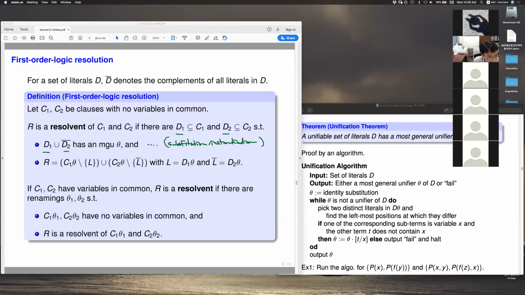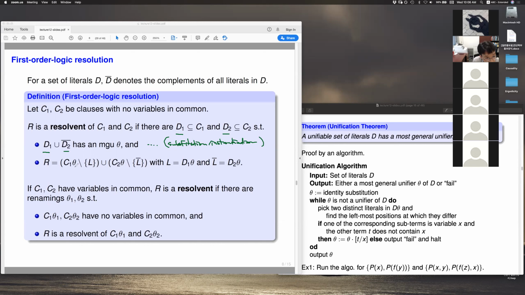We apply substitution on C1, which means that everything in D1 will become the same literal L, because theta is a unifier for D1. And we apply theta on C2. That also means that everything in D2 will become the same thing. There will be a complementary literal of L, so that's why we can put L bar here.